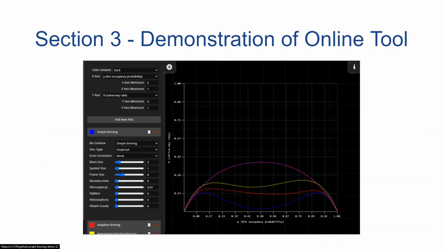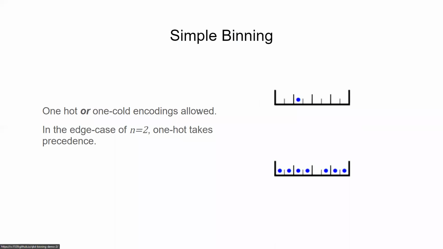I'll shortly be presenting the online tool, which uses the methods I described just now in order to calculate these key rates. But if you remember, I mentioned that there were binning schemes besides PPM, and these binning schemes are going to be making an appearance now. I'm going to explain them real quickly. We have 4 schemes to go over. The first one is simple binning.